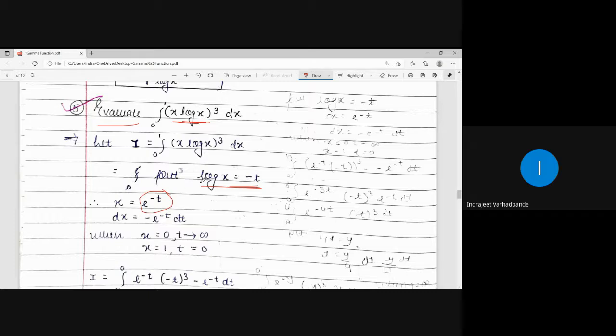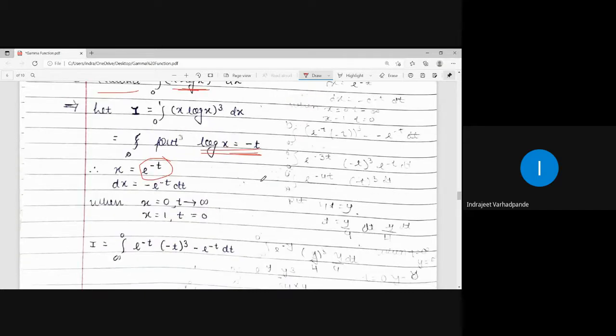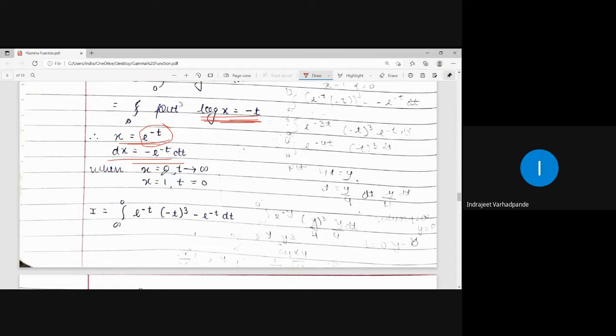So put log x is equal to minus t, and whenever limits are 0 to 1, if you are substituting for log x, obviously it will be converted to 0 to infinity as in the earlier example. So put log x is equal to minus t, x will be equal to e to the power minus t, dx will be minus e to the power minus t dt. When x is equal to 0, t is tending to infinity. When x is equal to 1, t is equal to 0.